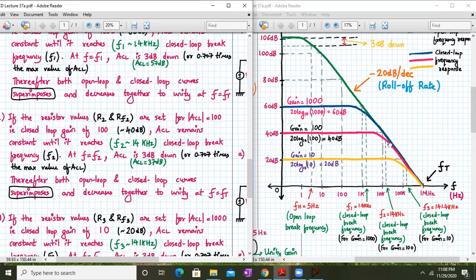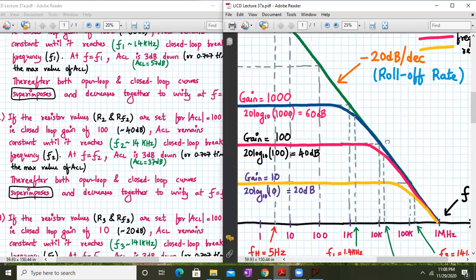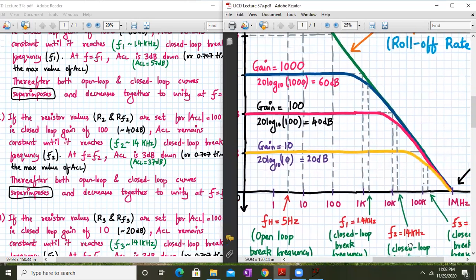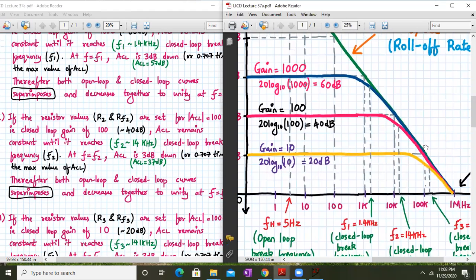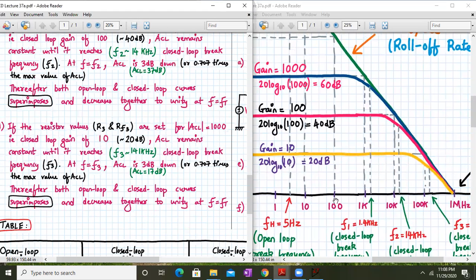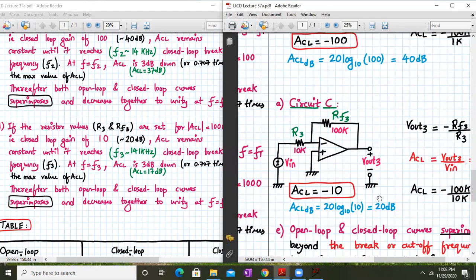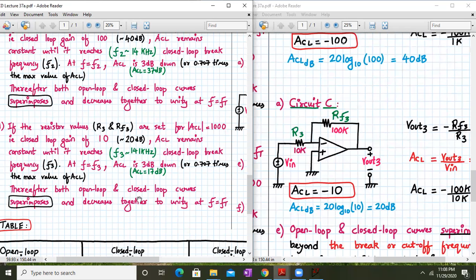Thereafter, your open loop curve and the closed loop curve will merge together, and they will decrease together towards unity. That is exactly what is happening over here. After f2, the closed loop break frequency, your closed loop curve and the open loop curve will merge together. Fine.